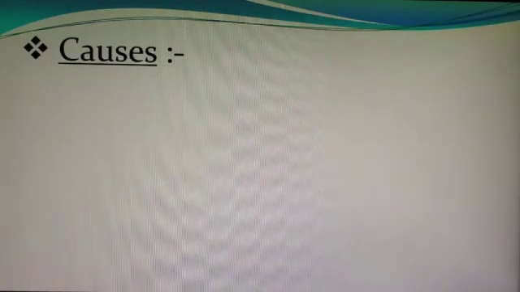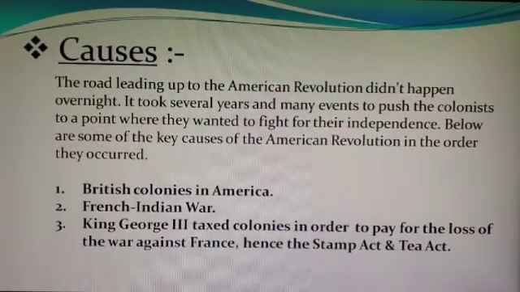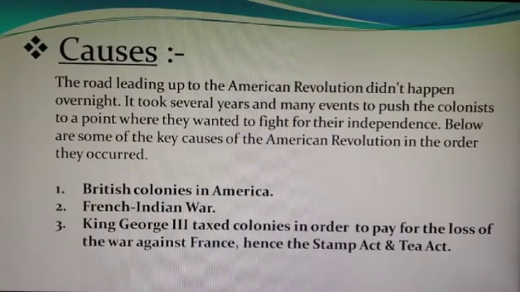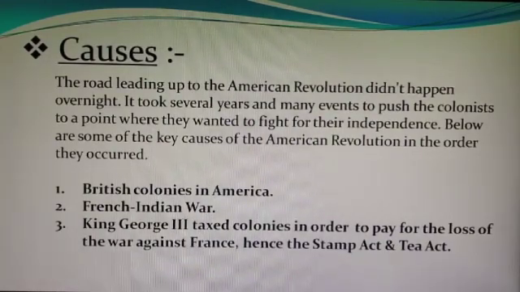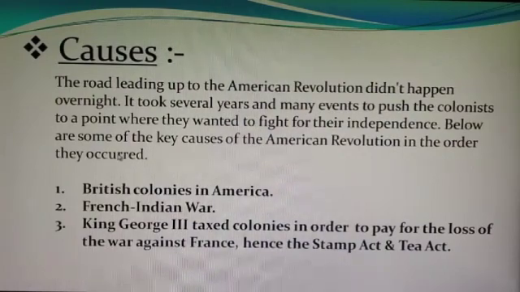Now see the causes that led to this. The colonies were, despite enjoying independence in internal administration. What was the internal administration? They had the freedom to elect the local council by the people who resided in the colony. But the overall power was in the hands of the British. Now what happened after this? You see, the road leading up to the American Revolution didn't happen overnight. It took several years and many events to push the colonists to a point where they wanted to fight for their independence. Below are some of the key causes of the American Revolution in the order they occurred.